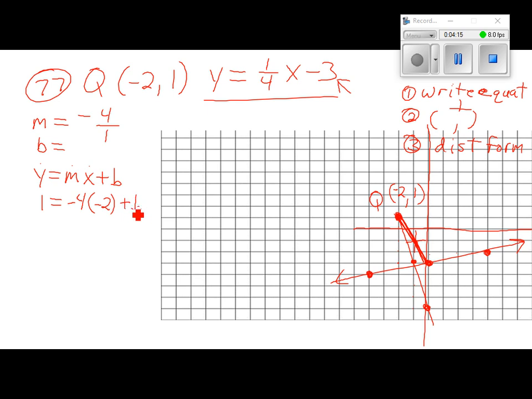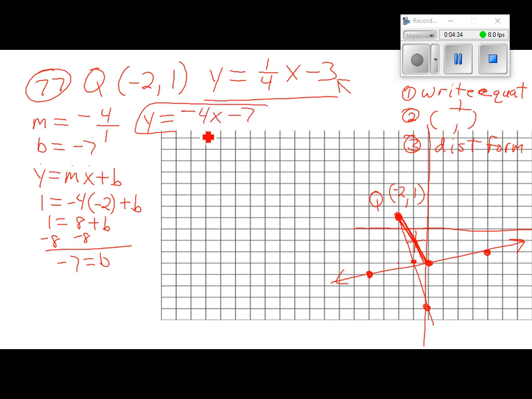Do a little math here. What's -4 times -2? Subtract 8 on both sides. -7. So b equals -7. What's our equation for that line then? y equals -4x minus 7. So that's our equation.